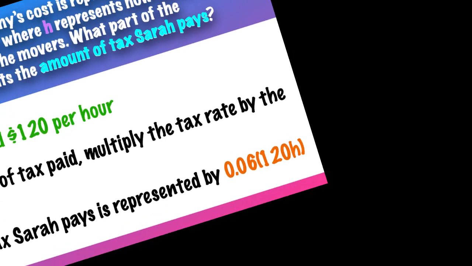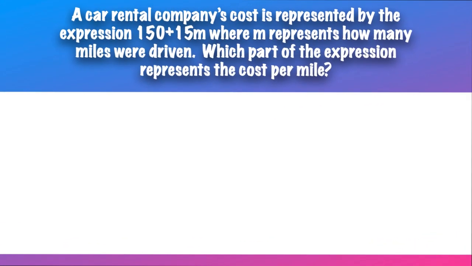Let's look at another example. A rental company's cost is represented by the expression 150 plus 15m, where m represents how many miles were driven. Which part of the expression represents the cost per mile? So we have the 150, we have a part that's 15m, and we know that m represents the miles that were driven. And we're looking for the cost per mile. So let's write down everything we know and use that to figure out the cost per mile.